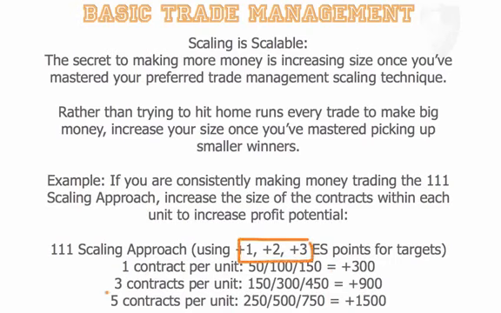So if you do 5 contracts per unit, you'd be trading 15 contracts. But now that same trade that you've been knocking out and only making $300 per, now you're making $1,500 per. 5 times the money because you're trading more size.